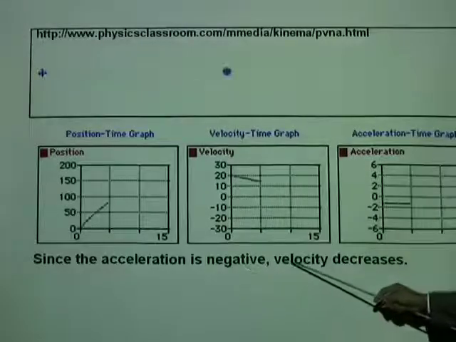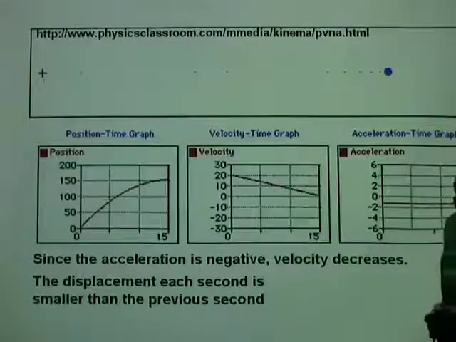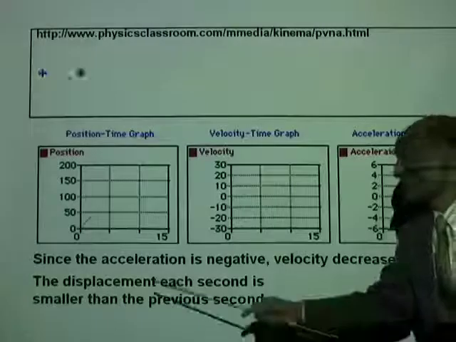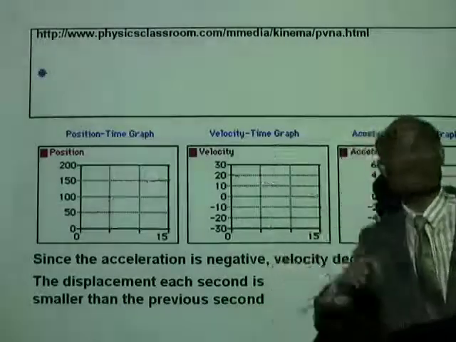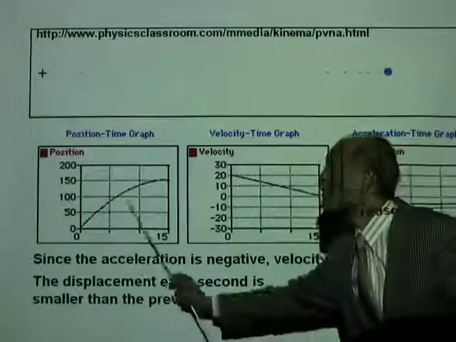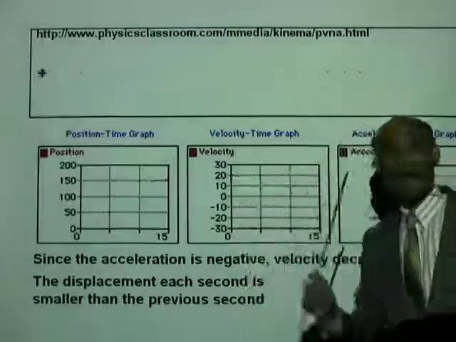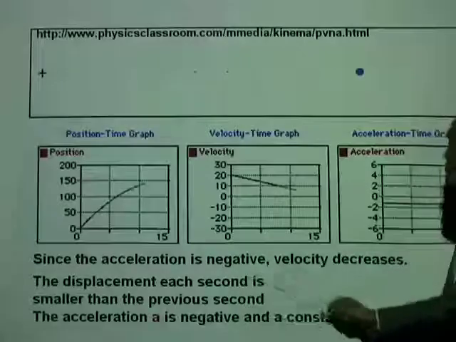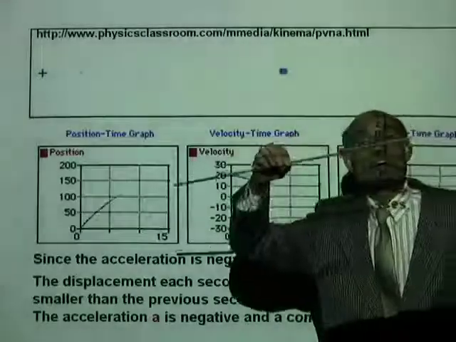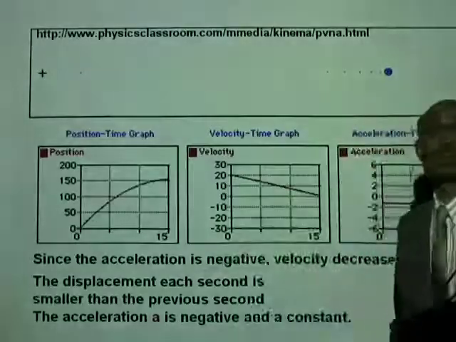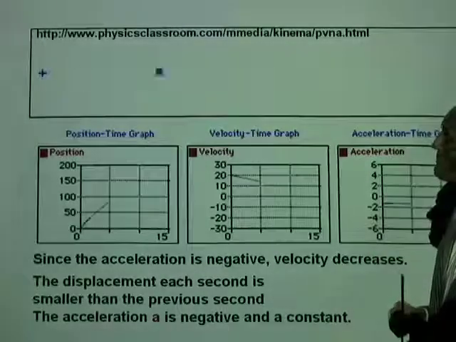The acceleration is negative, therefore the velocity decreases. The displacement each second is smaller than the previous second, therefore the graph will bend down. And of course the acceleration is negative, which means it will be a horizontal line below the time axis.